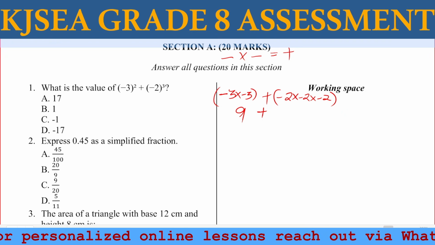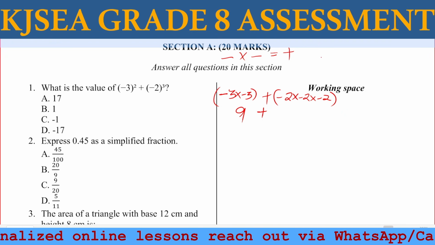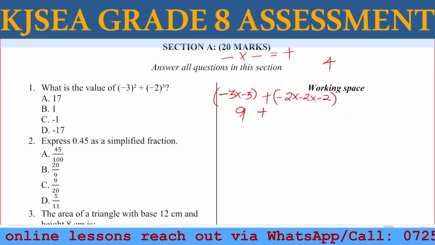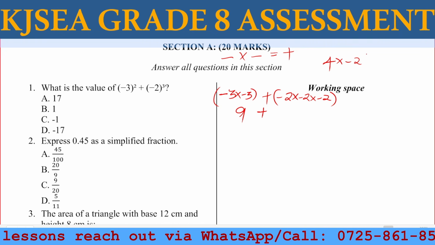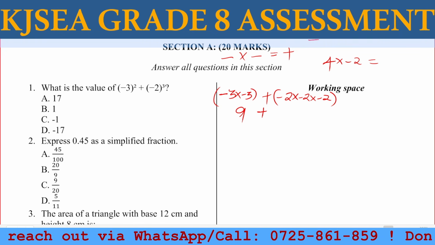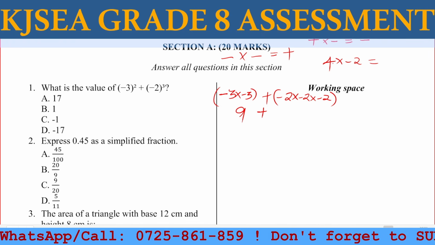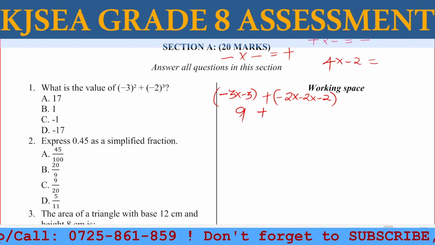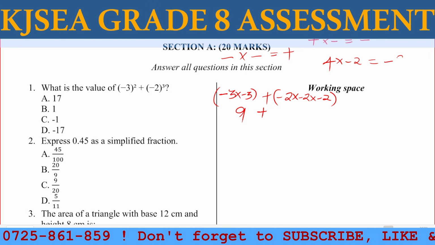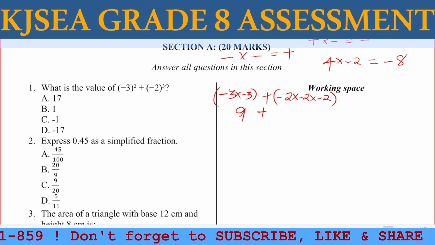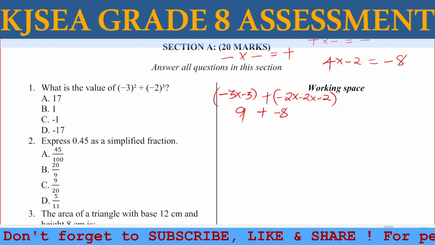-2 times -2, those are 2 negatives. You get positive 4. Then positive 4 times -2. Positive multiplied by negative gives negative. So you have positive 4 multiplied by -2. That will give -8. So here we have 9 plus -8.